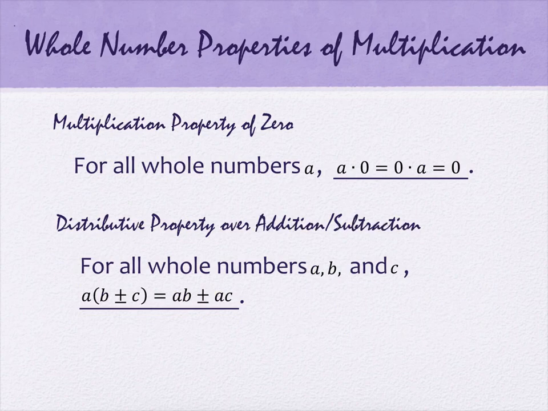We also have the multiplication property of 0. It's not an identity. If you multiply by 0, it zeroes everything out. That's what it's saying: A times 0 and 0 times A are both 0. And then we have the distributive property. It's over addition or subtraction, so this combines addition or subtraction with multiplication. It says that if I have A times either B plus C or B minus C, I can distribute the A across the parentheses, and it's AB plus or minus AC.